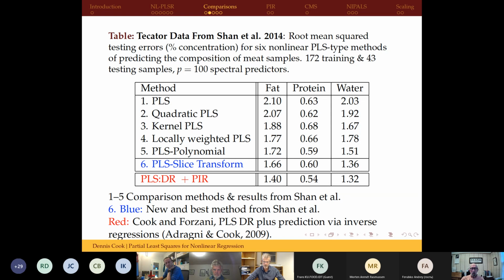So our mean square prediction error is 1.4 compared to 1.66 for the slice transform method, 0.6 to 0.54, and 1.36 to 1.32. This gave us the kind of encouragement that we were looking for to either push on with this methodology or maybe set it aside and say we need to rethink it. This was really encouraging to see that we could get these kinds of results using the most important part of standard PLS methodology. That's the dimension reduction part. That's really where the thrust of that methodology comes, using that plus an off-the-shelf prediction method for nonlinear regression.